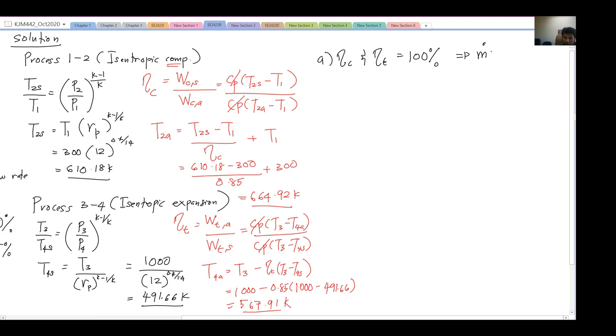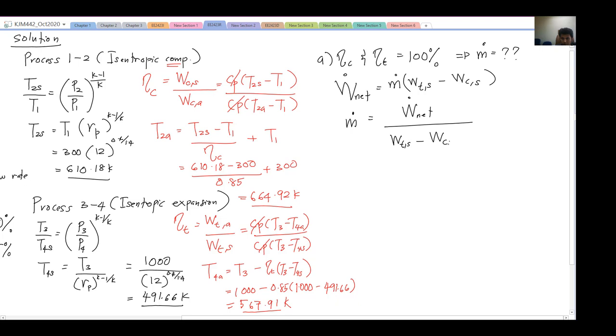So for 100%, how do we find m dot? Since the net work output is given, W net is equal to m dot times (W turbine S minus W compressor S). This is for A, the isentropic case, because it is 100%. So we can determine m dot equal to work net divided by (WTS minus WCS). The work net is 70 megawatt.